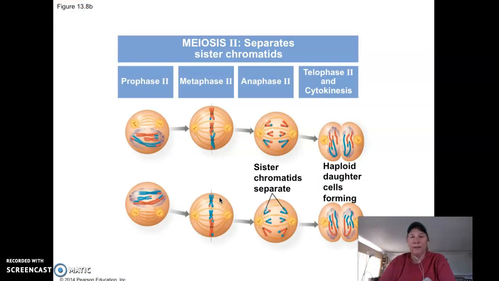And again, if you look, this looks very similar to mitosis. They line up in the middle, they separate in halves, and then you get your haploid cells. But because you started out with 2 that had different genetic material, you go to a second division when you're done. Instead of starting with 1 and ending with 2, you start with 1 and you end with 4.